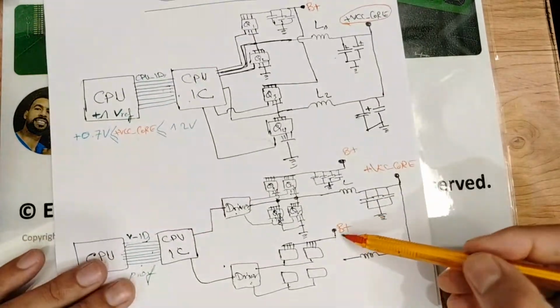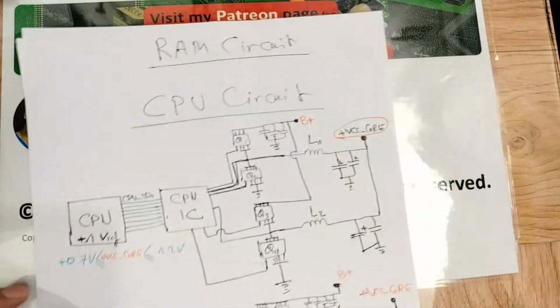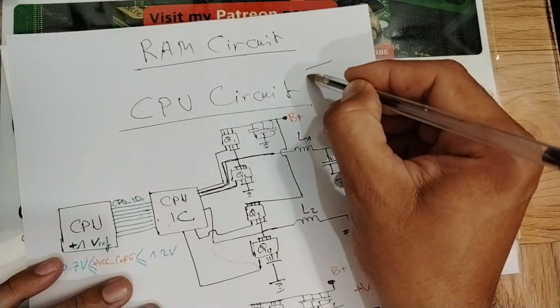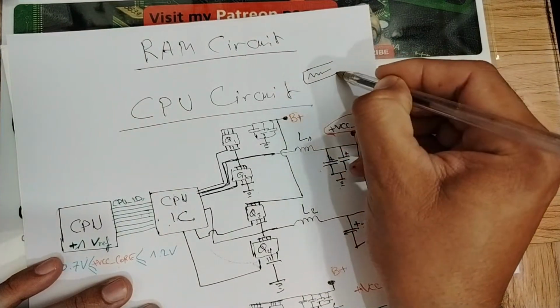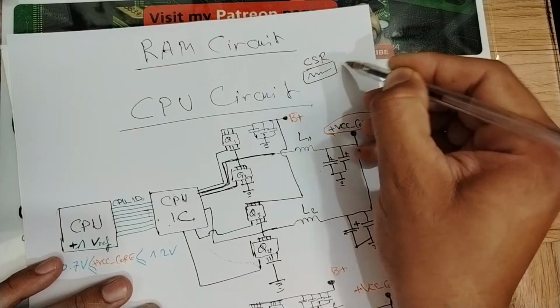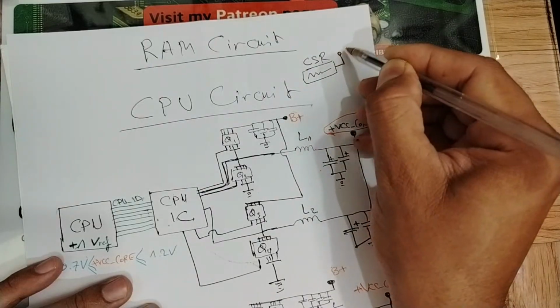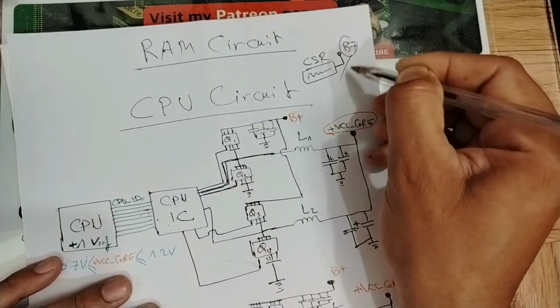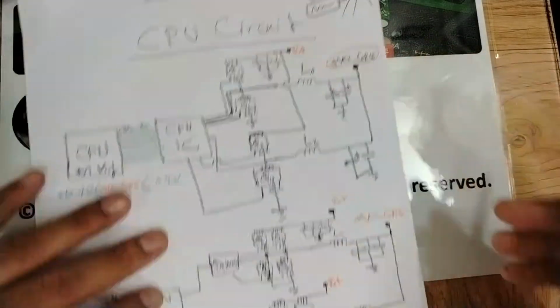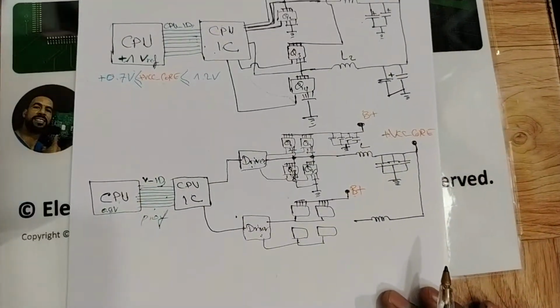This B plus basically, my friend, is coming from where? It is coming from the current sense resistor, the CSR. Okay, coming from the current sense resistor and divided to all circuits in the motherboard.